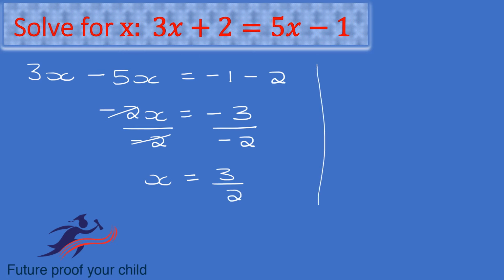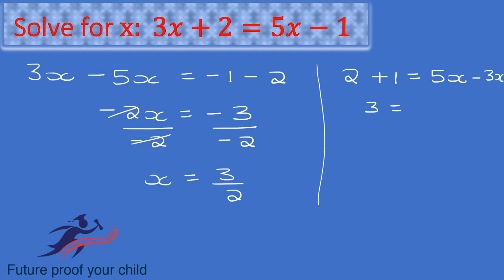Alternatively, you could have said, I keep the 2 on the left. I want to get rid of the negative 1 on the right, so I add 1 on both sides. Keep the 5x on the right. I want to get rid of the positive 3x on the left, so I subtract 3x on both sides. So 2 plus 1 is 3.